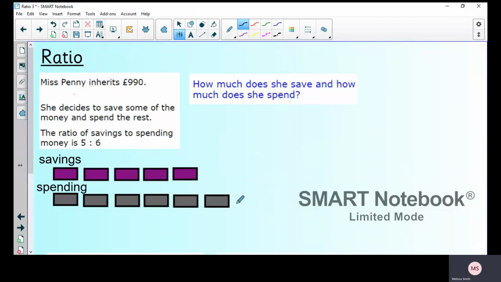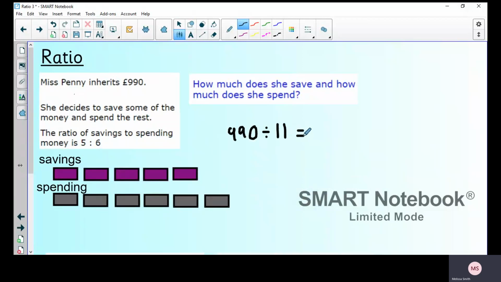We want to work out how much money does she save in total, how much money does she spend in total. So again, we have to find the value of 1 part. So I take my 990 and then I have to divide it by total number of parts. How many parts do I have in total? 5 add 6, well, that's 11. So then I have to do 990 divided by 11.